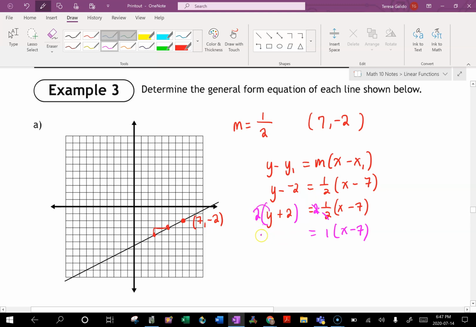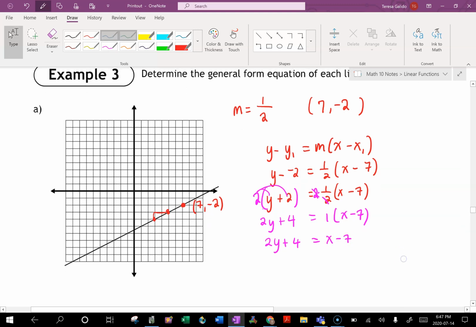We have 2 times y is 2y. 2 times 2 is +4. And then we can say that 1 times all of this expression is just the same expression. So now we don't have any more fractions. The last step that we need to do is put them all on one side, because the general form tells you to put them all on one side. So I can put the x here and the 7 here on this side.